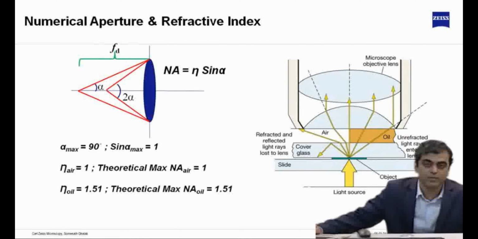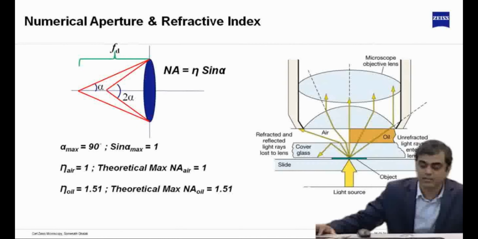As you can see in this ray diagram, when light travels from a denser to a lighter medium, it always moves away from the normal. Keeping that in mind, if you see the light path, when it travels from the cover glass to the air, it always moves away from the normal. Because of this deviation, we are losing a lot of light which is to be collected. So this has to be corrected.